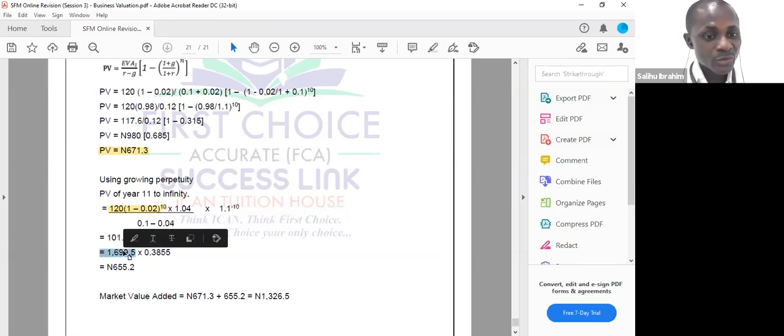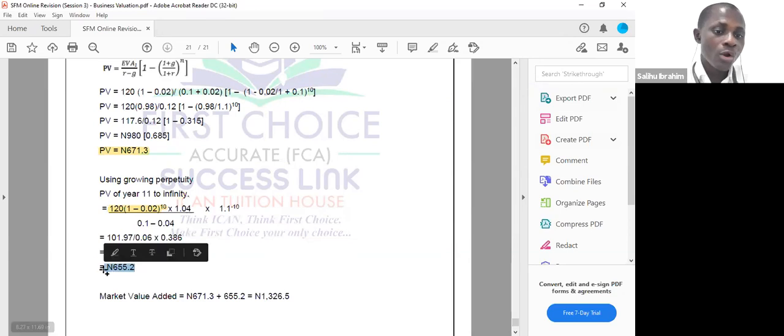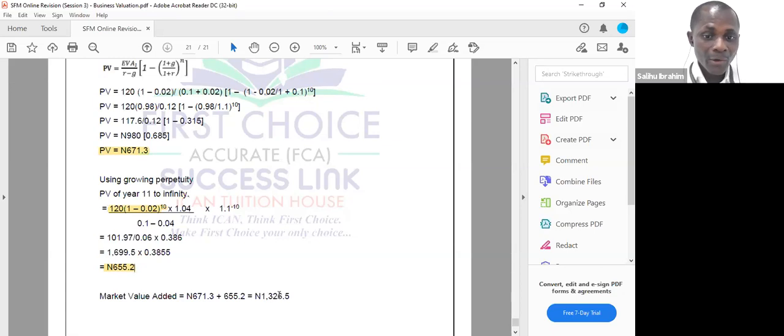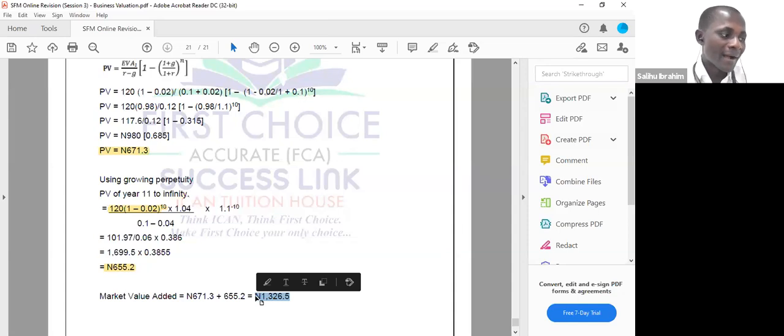So when you evaluate this, you have 655.2. Add it to the previous figure you got, which is 671.3. So when you add the two together, we have 1,326.5 as the market value added.